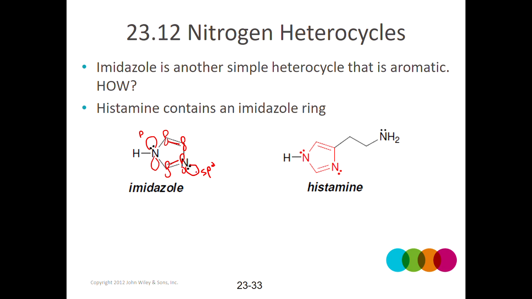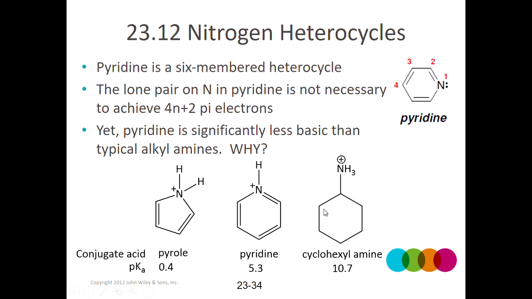The other lone pair is in an sp2 orbital. It's much more available to maybe act as a base and pick up a proton, but the ring has the two nitrogens with significantly different environments. And this is the basis for histamine.